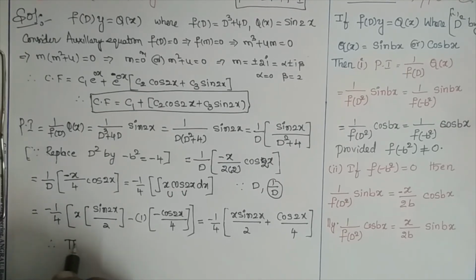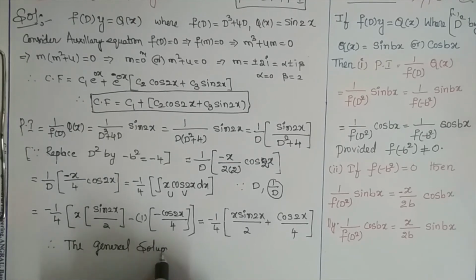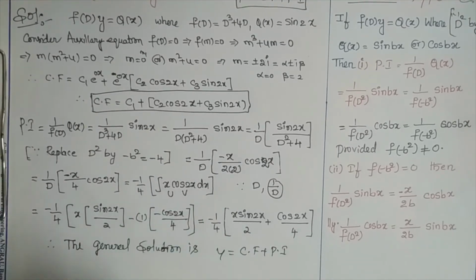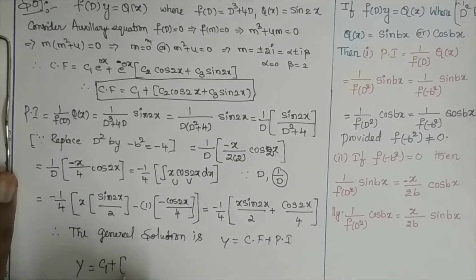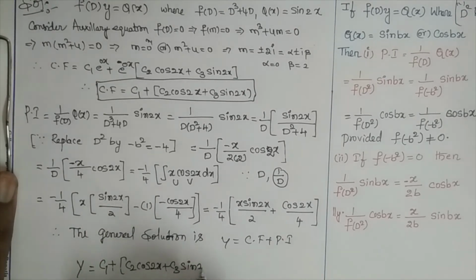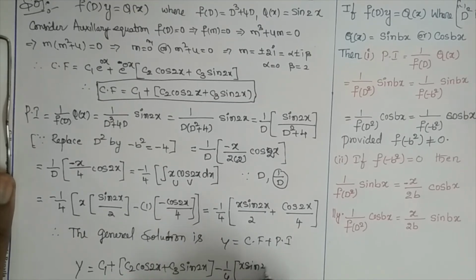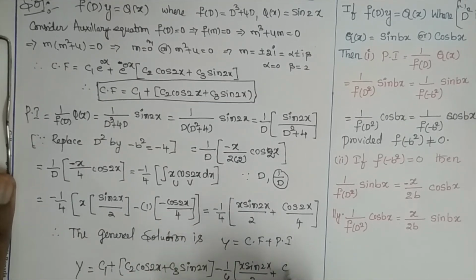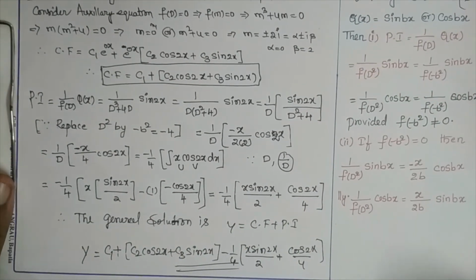Therefore, the general solution is y is equal to CF plus PI. So the answer is y is equal to c1 plus c2 cos 2x plus c3 sin 2x minus 1 by 4 into x sin 2x by 2 plus cos 2x by 4. This is the general solution.